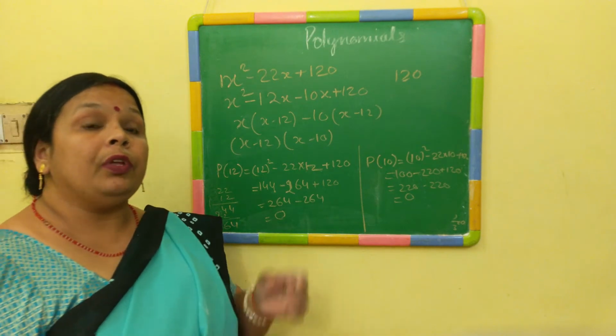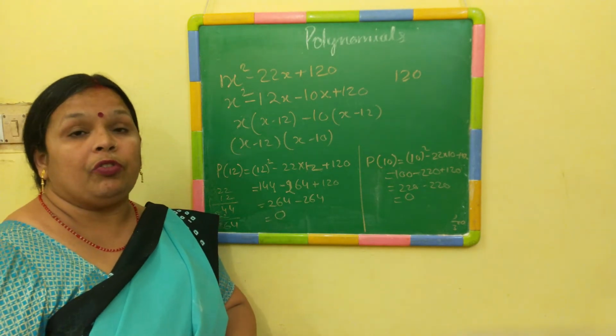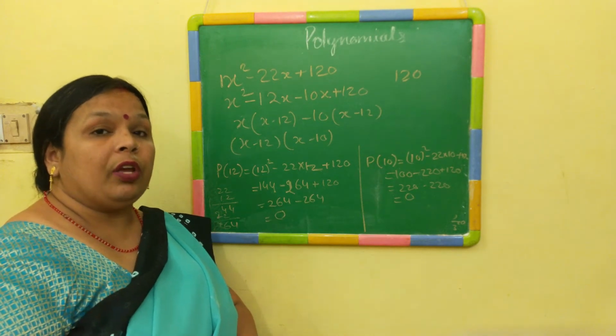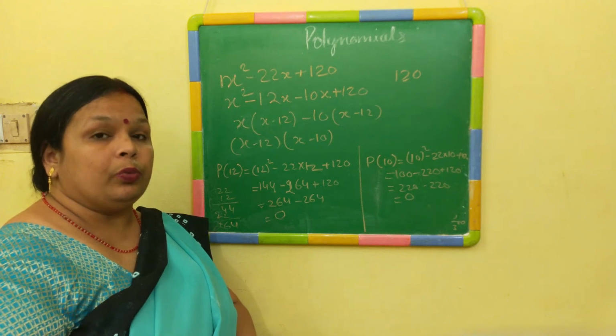Now if a bigger equation is given, how can we check if the degree is more than 2?